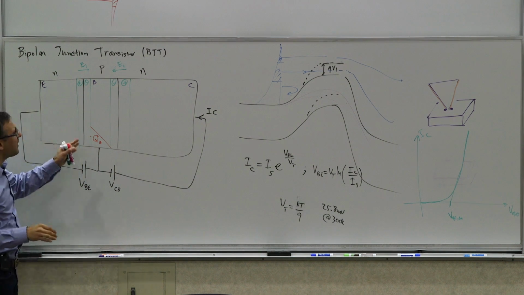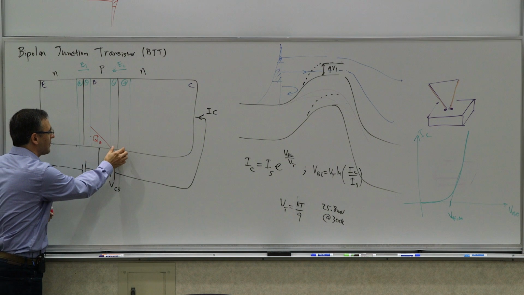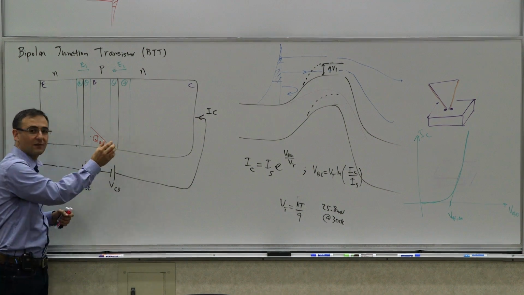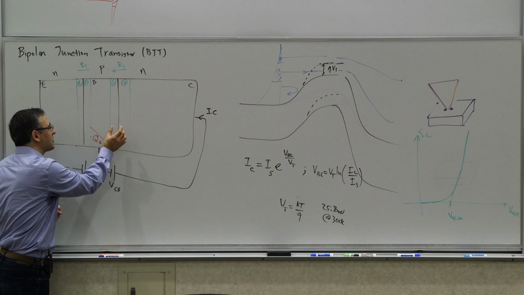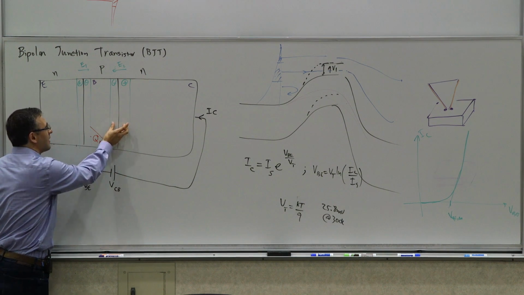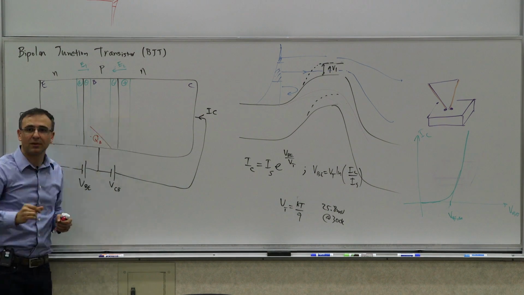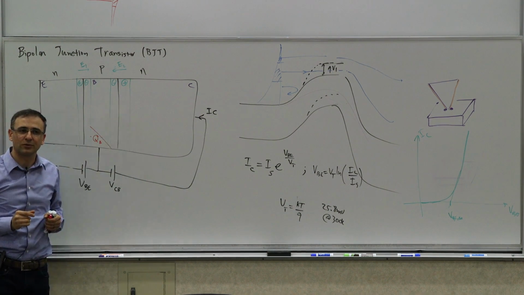But what if I wanted to keep the relative size of the depletion region on either side the same? I just want to shrink both of them by the same ratio. What would I need to do?